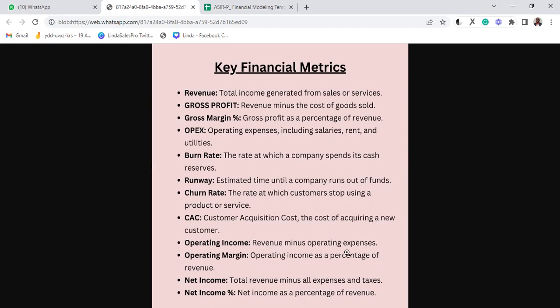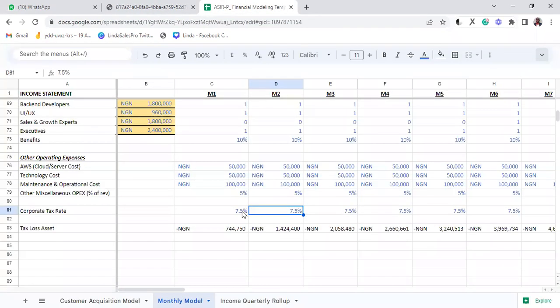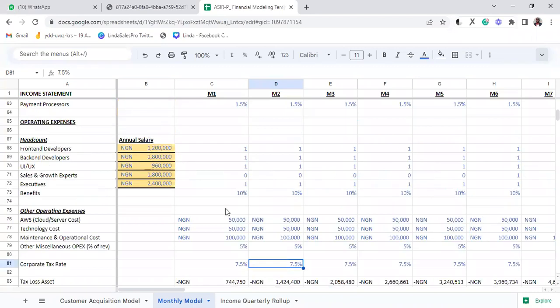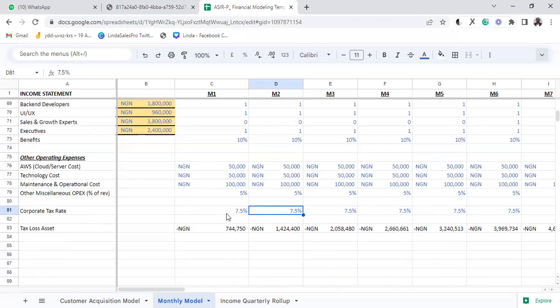But when you now remove the tax from your operating income, that's when you have your net income. So that's why we have to factor this in here. And according to the law, remember the startup lawyer, Mr. Ngu, mentioned that you are not going to pay tax if you don't make profit. So that is also how this is designed.